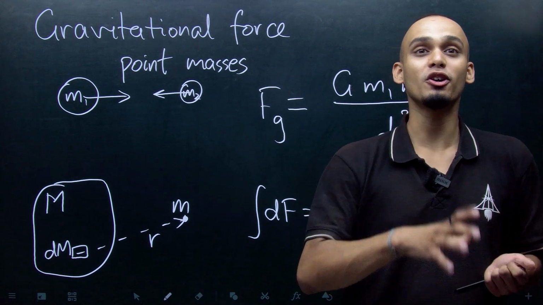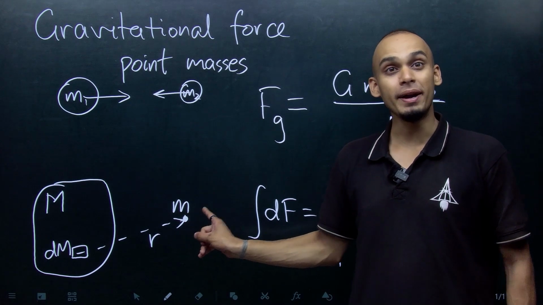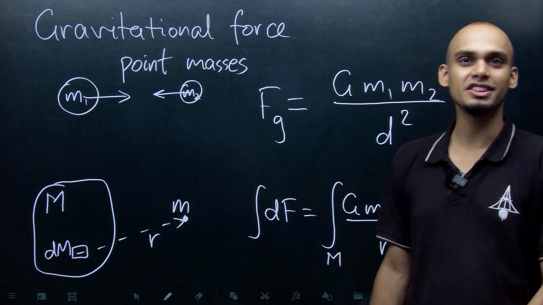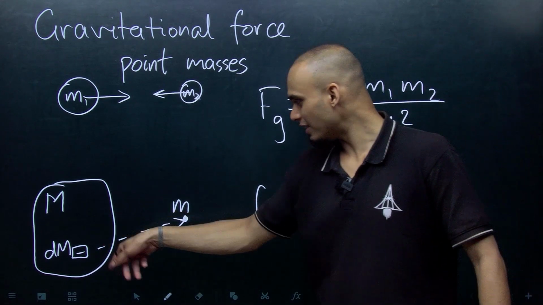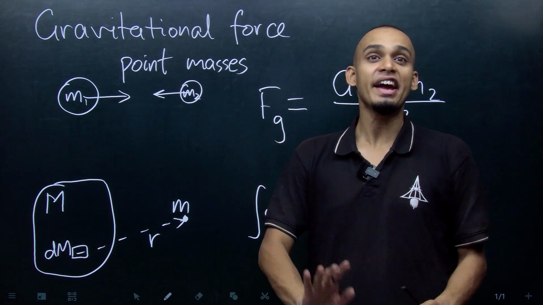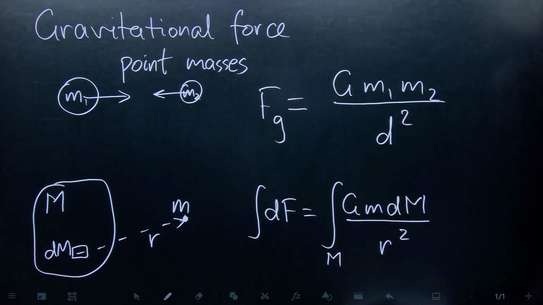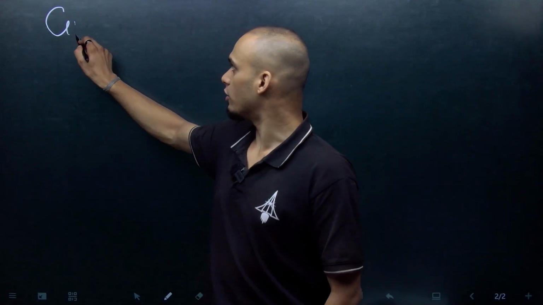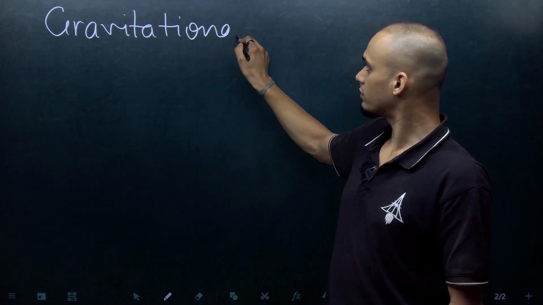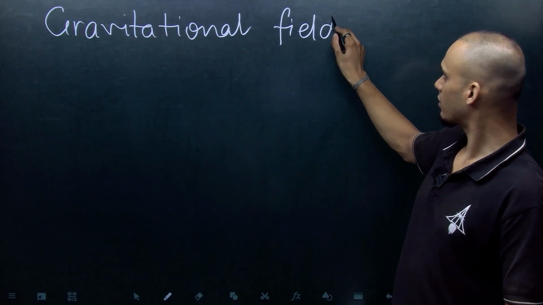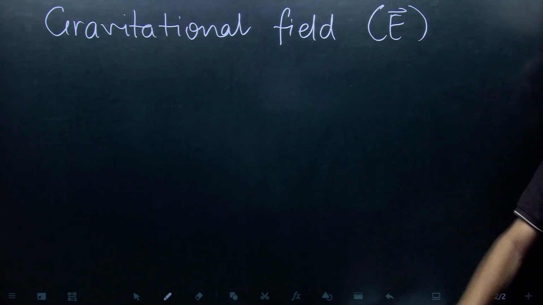Why does that work? Because we know that there is a mass over here and that mass is exerting a force depending on the position. But since this mass is very complicated to calculate, we can imagine that there is no mass and there is some imaginary quantity everywhere in space that is exerting force. We call that imaginary quantity a field, also gravitational field, and that quantity we denote by the symbol E.